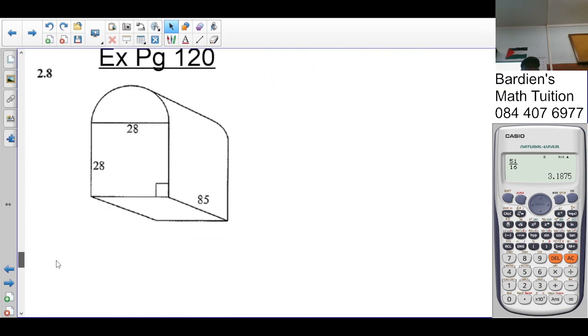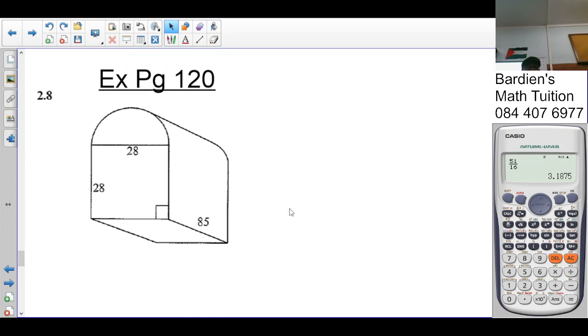So we are on exercise page 120. I must do number 2.8, is that correct? Right. So 2.8, so we must calculate the volume, which is area of base times height.